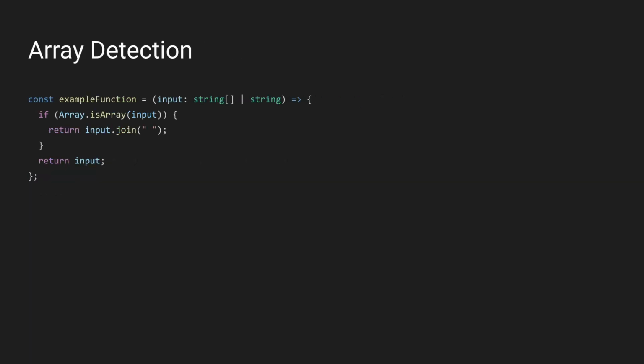To determine whether a variable is an array, we can use the built-in utility Array.isArray. Naturally, this will only check if the variable is an array. It won't provide any information about the shape of the items.